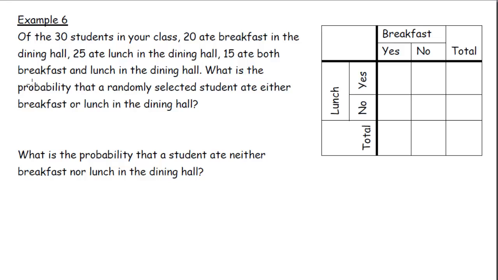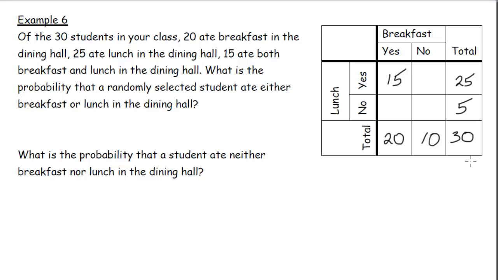Okay, so I'm going to fill out this contingency table to help me here. So I know that there's a total of 30 students. So 20 ate breakfast. Well, if I had 20 eating breakfast, then I know that I had 10 that did not. 25 ate lunch, so I had 5 that did not. And now I know 15 ate both lunch and breakfast. So which of these cells would represent breakfast and lunch? That would be a yes for breakfast and a yes for lunch, so I would have 15 folks here.